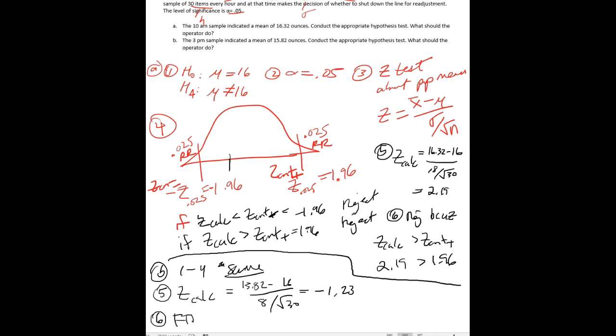So step 6, we fail to reject because z-calc is between z-crit positive and z-crit negative. That's to say that negative 1.96 is less than negative 1.23 is less than 1.96. Okay, so then step 7 is there's not significant evidence to suggest that overfilling or underfilling is going on, and thus there's no need to shut the line down for production.